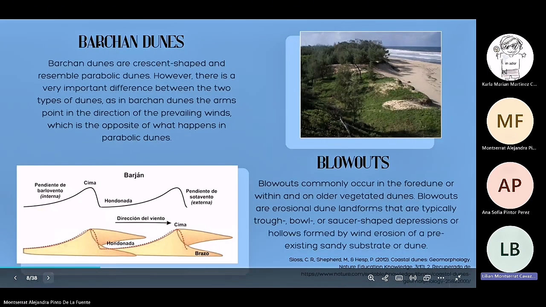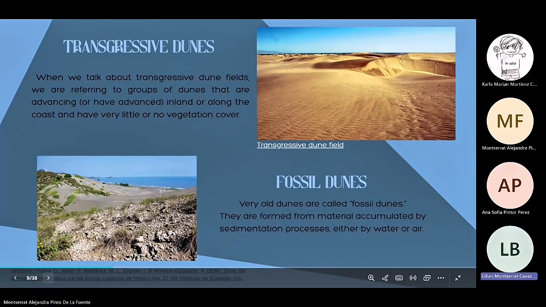We have the blowouts that are like depressions formed by wind erosion. We have the transgressive dunes that are dunes that have advanced along the coast, and the fossil dunes that are burial dunes. Also the primary dunes, secondary dunes, and tertiary dunes.